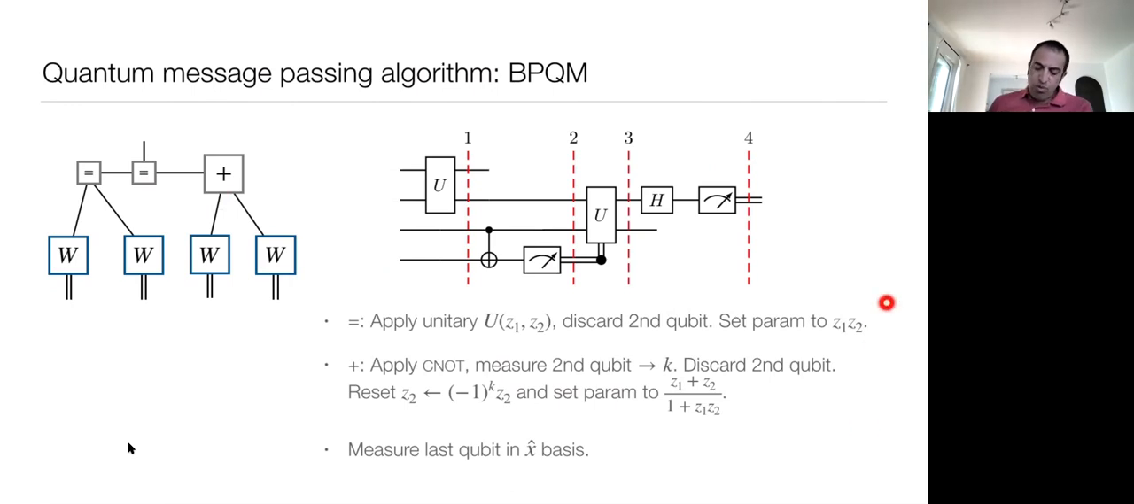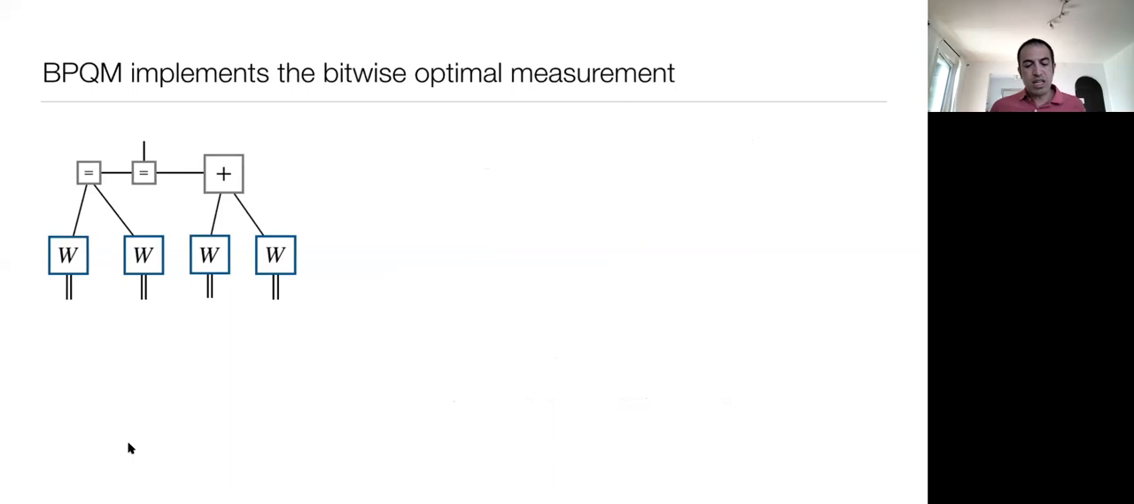Okay, and these are just the rules. I just wrote them here again, so you can see it all in one slide. So this is how we translate. We traverse this tree and create this circuit. And this is going to do something useful for us. In fact, what it does is it implements the bitwise optimal measurement.